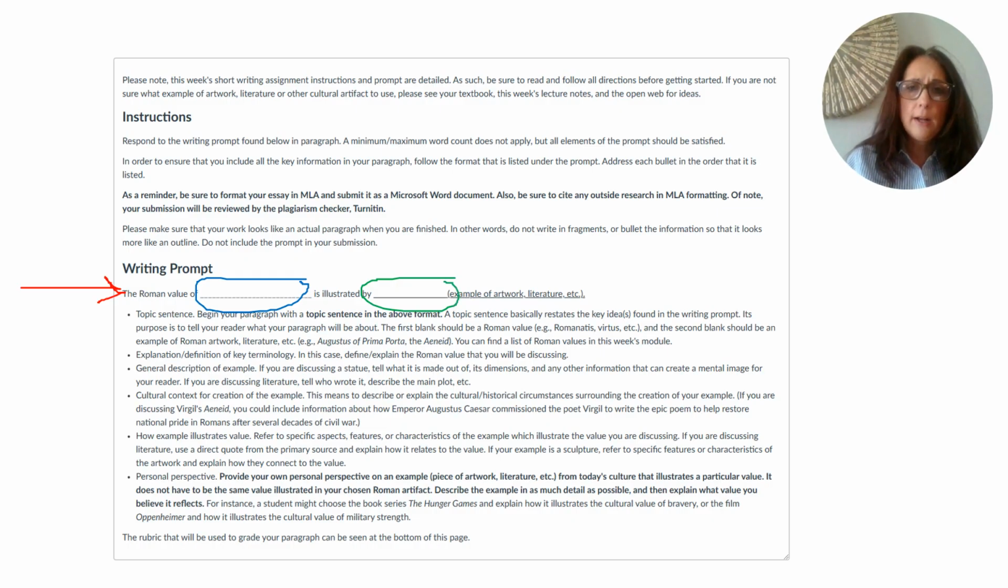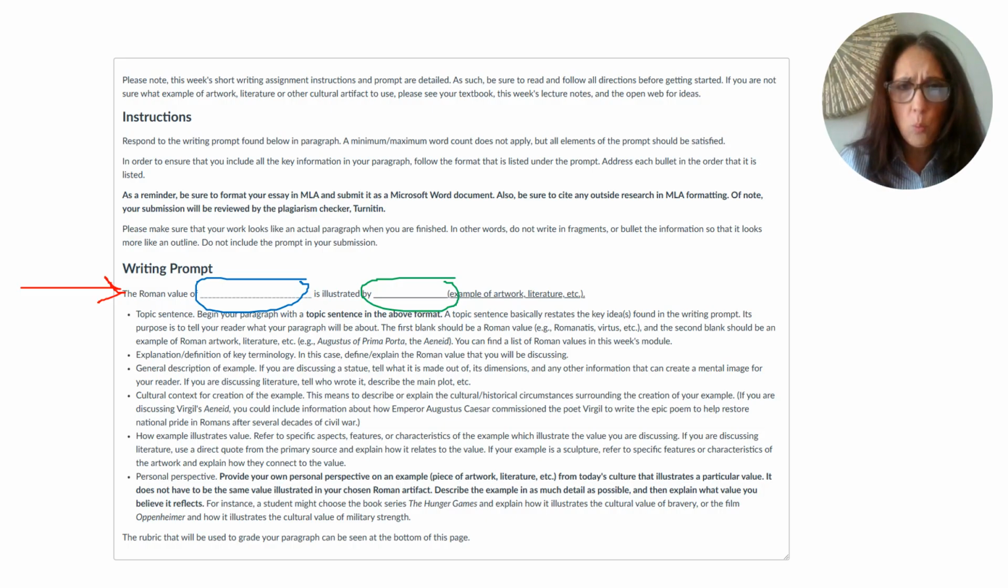What do I mean by artifact? Well, this is a humanities course, so think about some of the different artifacts that we study in this course in order to understand the cultures of the past. For instance, you might place the name of a statue here, which would be an example of artwork, such as the Augustus of Prima Porta. Or you might use the Aeneid, which is a piece of literature, an epic poem written by the poet Virgil. We also have many different architectural examples that maybe you will want to analyze for the purposes of this assignment.